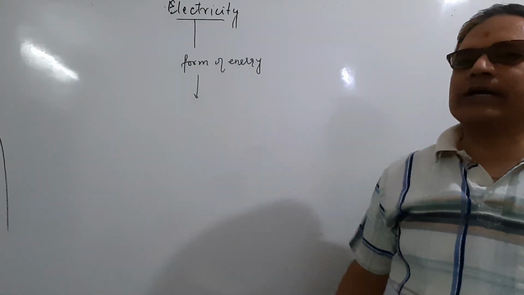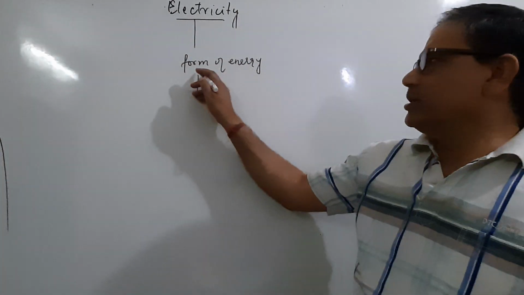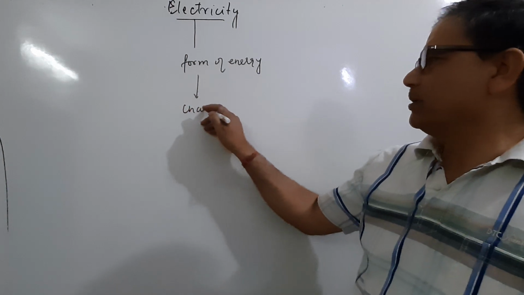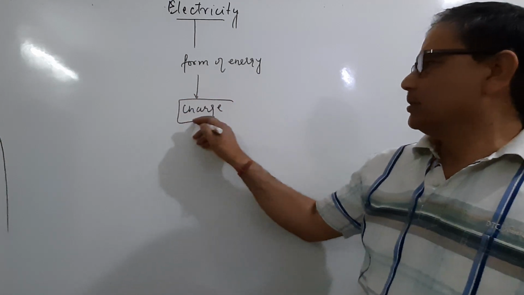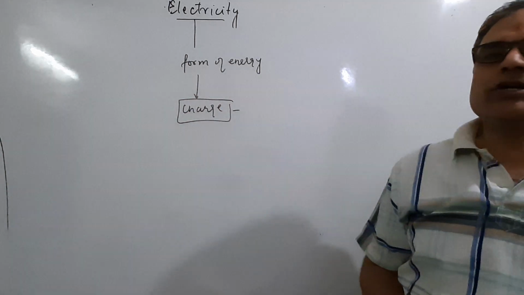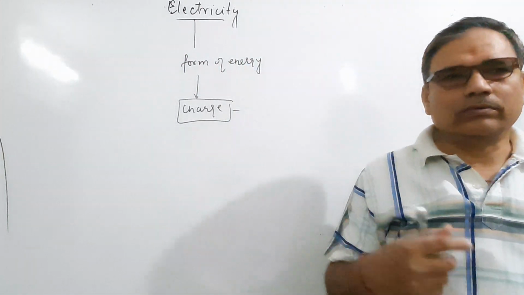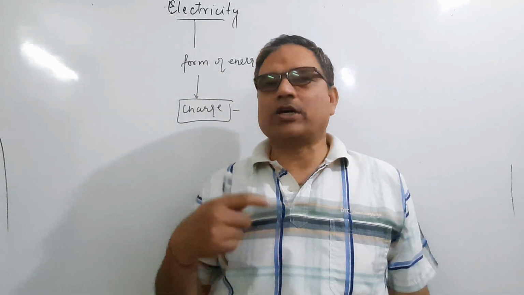And what does it contain? This form of energy contains what? Charge. It means electricity is produced only due to the presence of charge. And now the question arises: what is charge?